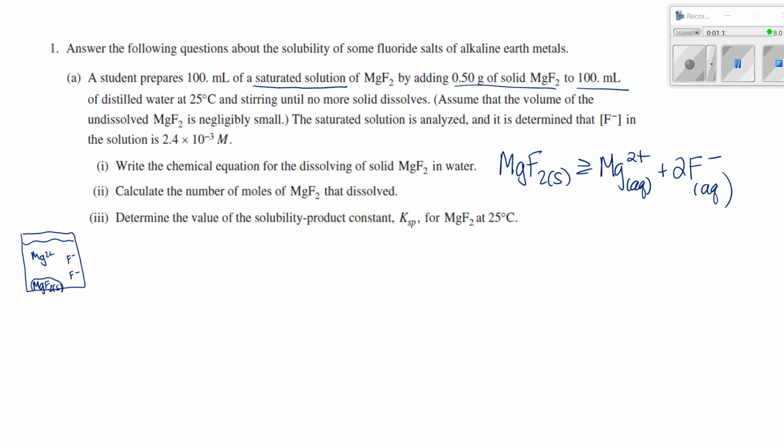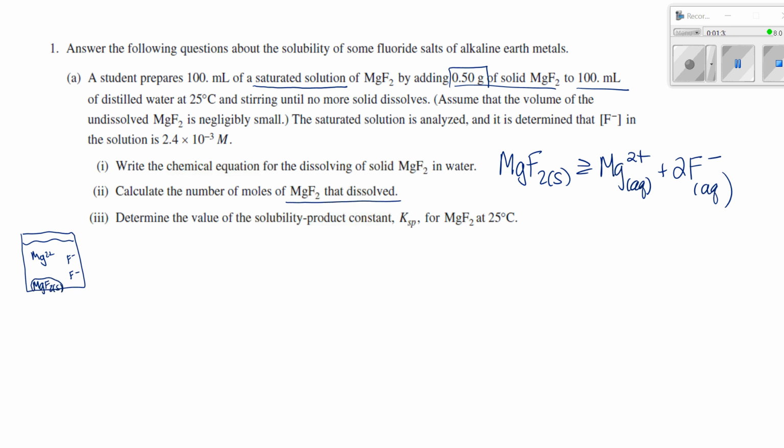And there you go. So the key thing though is that if it's a saturated solution, there's going to be some solid remaining. So when I try and calculate how much MgF2 dissolved, I can't assume that all 0.5 grams dissolved. Some of that solid is going to remain undissolved in the bottom of the container. So what else do I know?